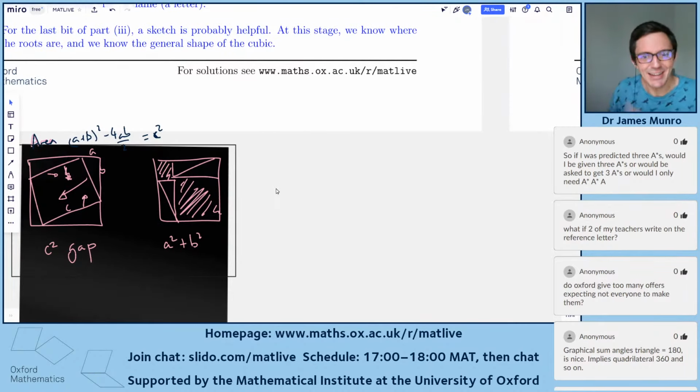So you can then go on and get 3 A stars, or you can get A star, A star, A. Either way, that's how the standard offer works. So we kind of set the bar and then hope you get over it. We don't move the bar when we see your predicted grades. So if you're doing 4 A levels, or some weird combination of A levels and extra stuff, then we don't move the bar up and down depending on what you're doing.